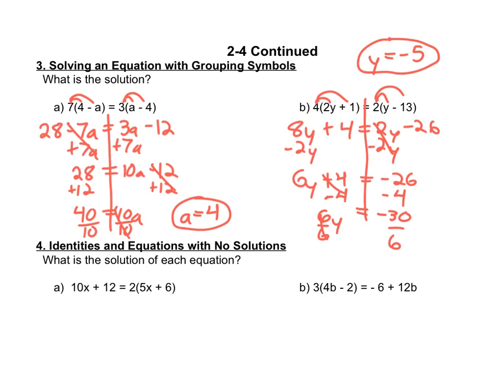It's important to be careful on what variable you're moving and what operation you're using, because once you get the variables on the same side and you combine those like terms, the equation becomes, I think, much simpler.